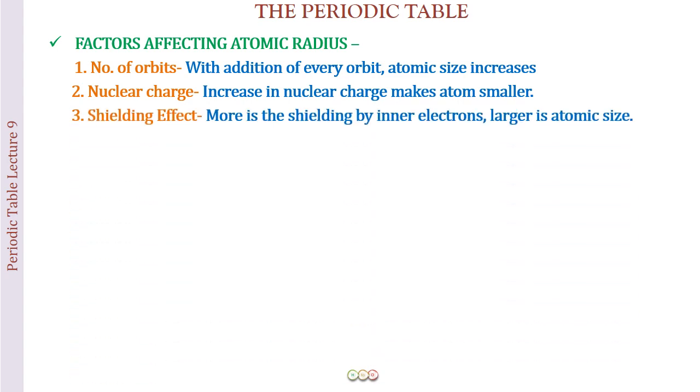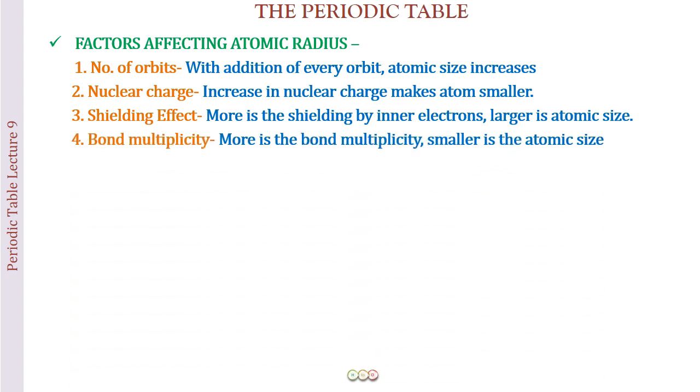And the third we have is the shielding effect. We have discussed the shielding effect quite in detail in the lecture on shielding effect, so I hope I do not have to repeat all that again. The more the shielding by the inner electrons, the more the atomic size, because the electrons are less attracted towards the nucleus. Right? So you can see from here also, something increasing the atomic size, something decreasing the atomic size, and we will have a cumulative effect of all these factors.